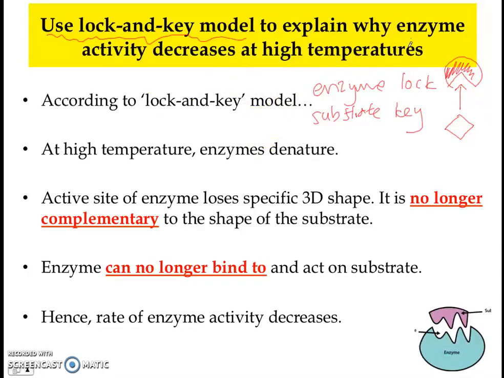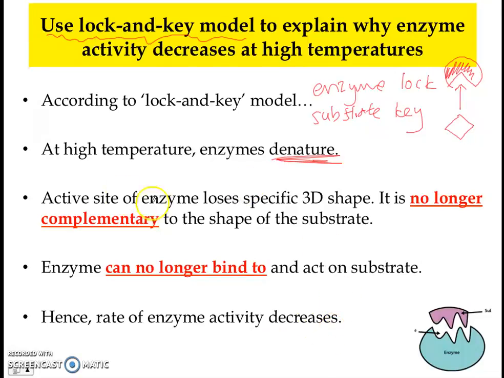Then you can go on to explain why enzyme activity decreases at high temperatures. At high temperatures, enzymes denature. They do not die, they do not melt, they denature. What happens is that the active site of the enzyme loses its specific three-dimensional shape. It is no longer complementary to the shape of the substrate. The shape of the active site has changed, and therefore the enzyme can no longer bind to and act on the substrate. That is the reason why the rate of enzyme activity decreases at high temperatures.